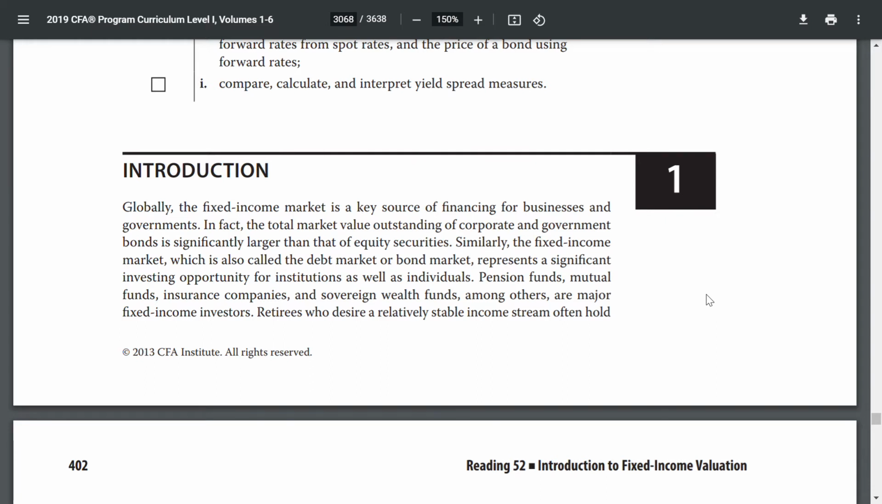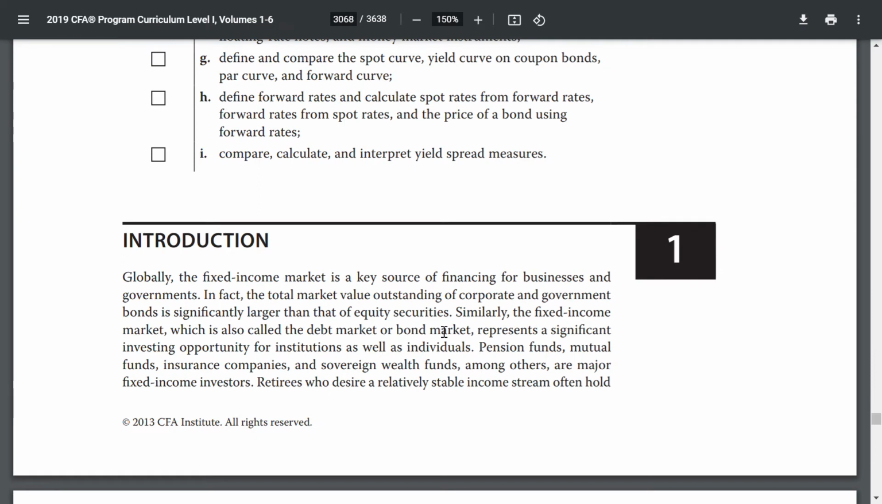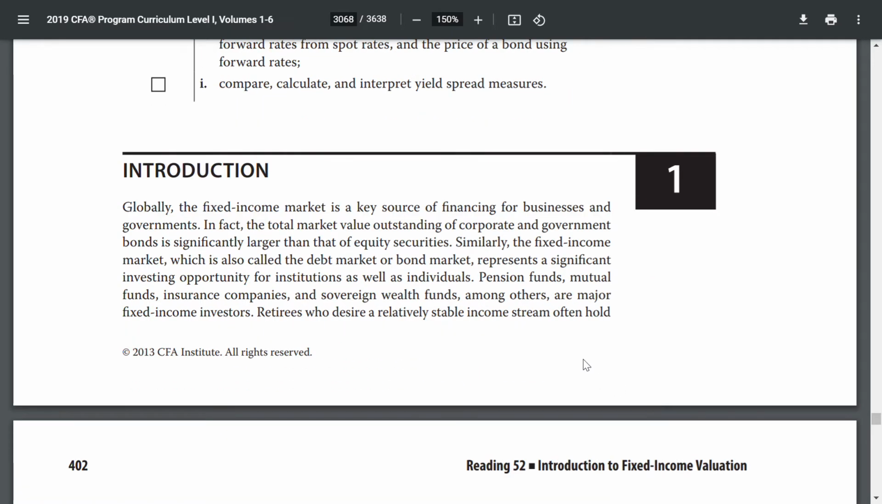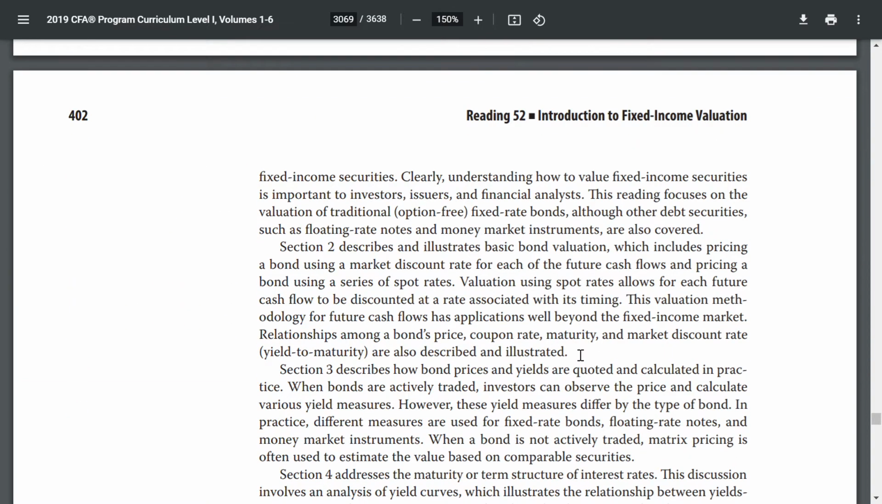Introduction. Globally, the fixed income market is a key source of financing for both businesses and governments. In fact, the total market value outstanding for corporate and government bonds is significantly larger than that of equity securities. Similarly, the fixed income market, which is also called the debt market or bond market, represents a significant investment opportunity for institutions as well as individuals. Pension funds, mutual funds, insurance companies, and sovereign wealth funds, among others, are major fixed income investors. Retirees who desire a relatively stable, low-risk income stream often hold fixed income securities. Clearly, understanding how to value a fixed income security is important to investors, issuers, and financial analysts.